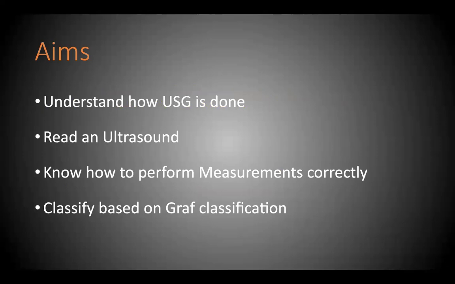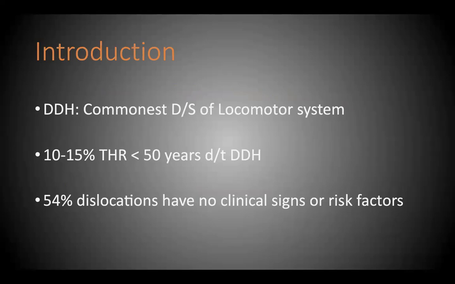So starting with the first part, our aims of understanding the ultrasound anatomy are to understand how an ultrasound scan is done, how to read an ultrasound, how to perform these measurements correctly, and then how to classify a hip correctly based on the Graf classification. I will be starting with a small introduction.